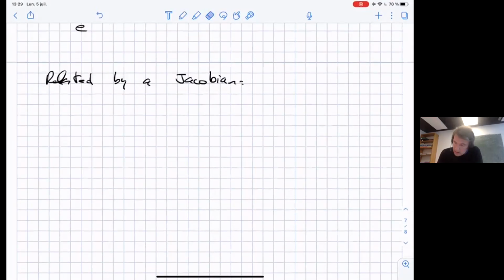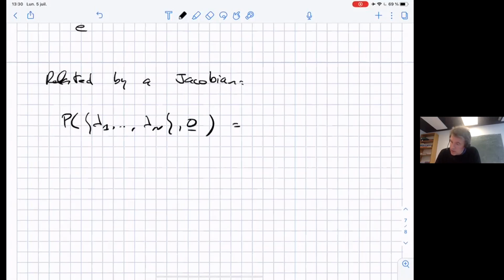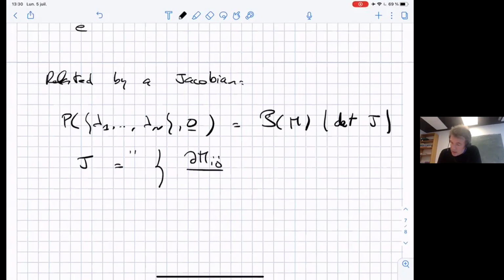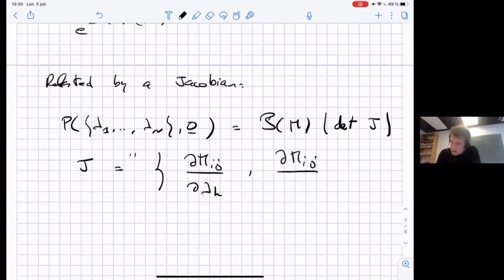So more precisely, what I want to say is that P of lambda 1, ..., lambda n, and O will be generically given by P of M times the Jacobian. That means the determinant of some matrix J, and this matrix J is just the matrix of partial derivatives. I will not write this J matrix explicitly, but it is of that form: the matrix of partial derivatives of dM_ij over d lambda_k and dM_ij over dO_kl.